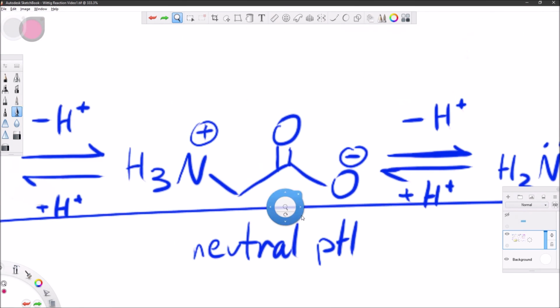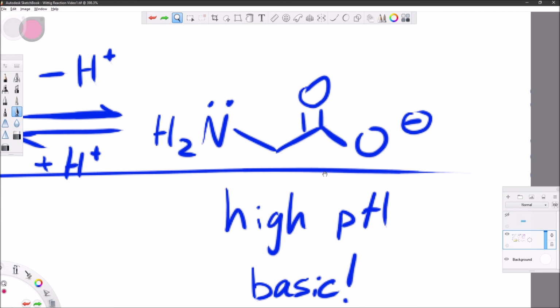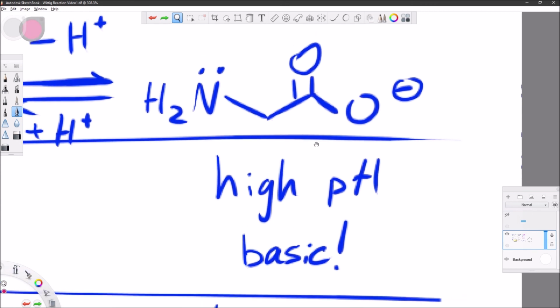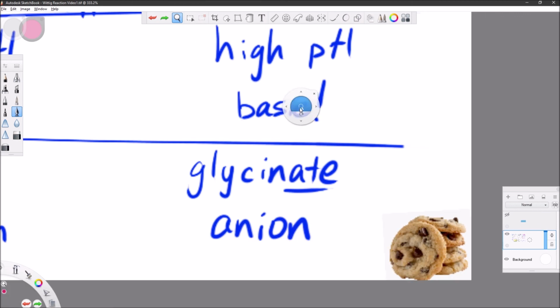Little things I wrote down. If we were to lose this hydrogen, then it would become very basic, as this is negative and wants a hydrogen, and this is negative and wants a hydrogen. So it is high pH, basic, and is a glycinate anion.